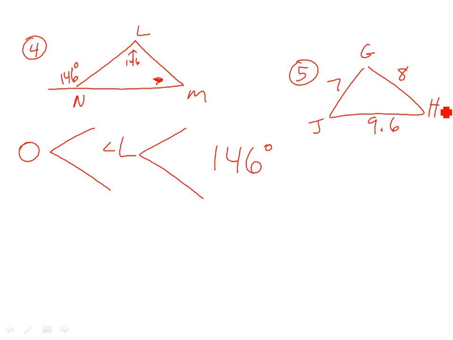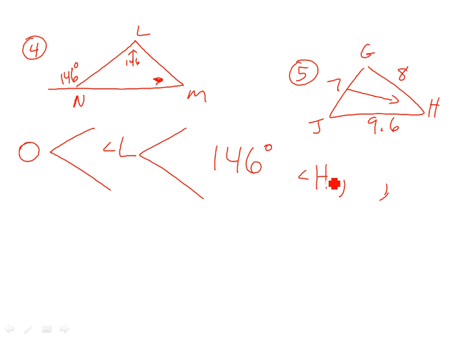It says list the angles of this triangle in order from least to greatest. So we want to know the smallest angle. Well, the smallest angle is going to be across from the shortest side, right? Which side is the shortest? Give me a number. 7. 7, yeah. Which angle is across from that? H. So angle H has to be the smallest. Which angle is the next smallest?